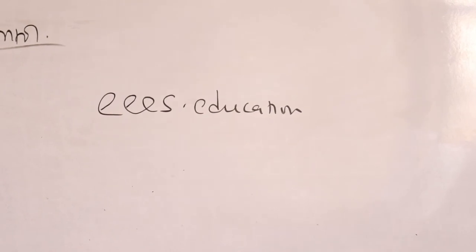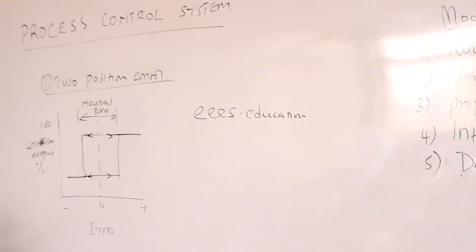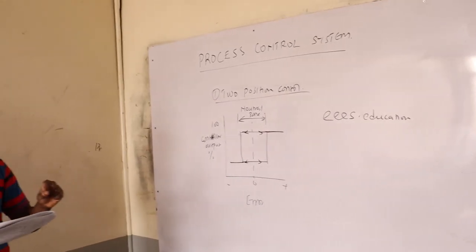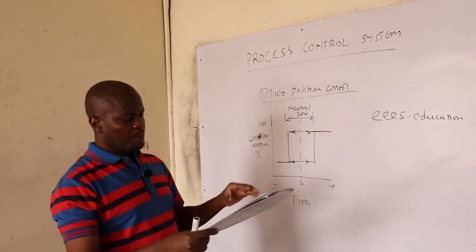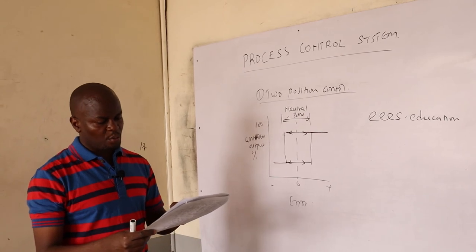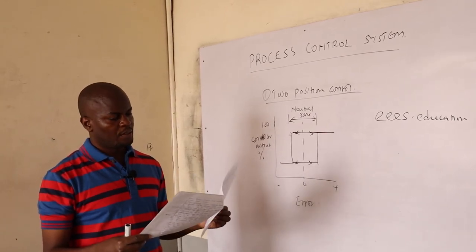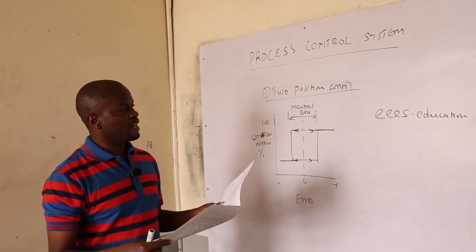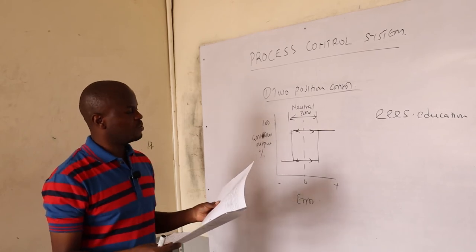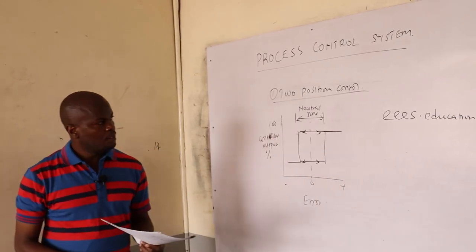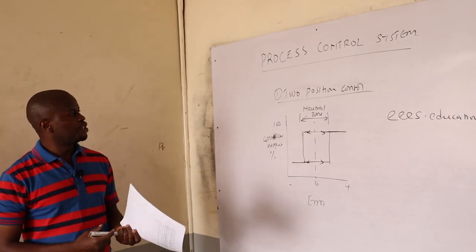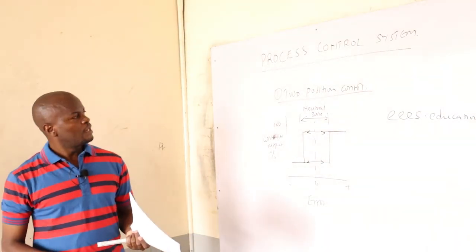Maybe another way of improving two position is putting in several points of switches. Instead of having just two, you can put an intermediate one in between. And that will always improve a two position. A good example is a three heat switch and so on, so that you have several switching positions. So that is as far as two position control is concerned.